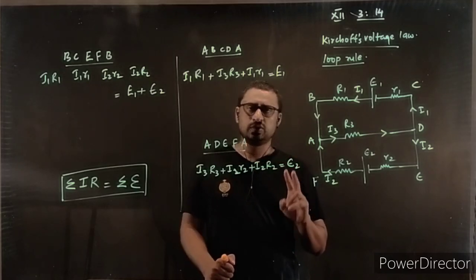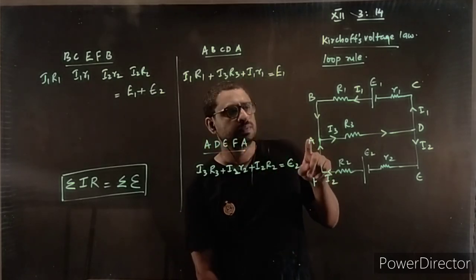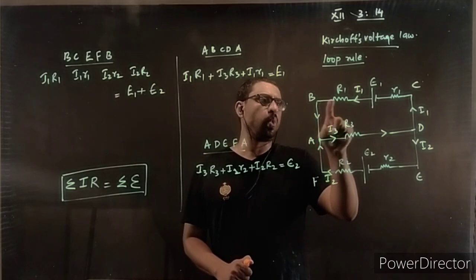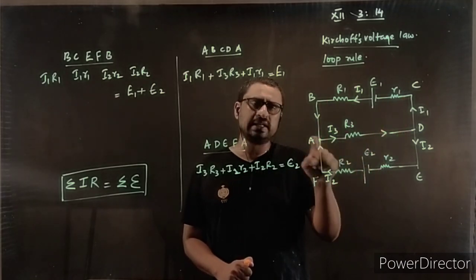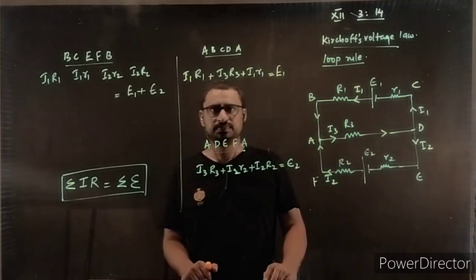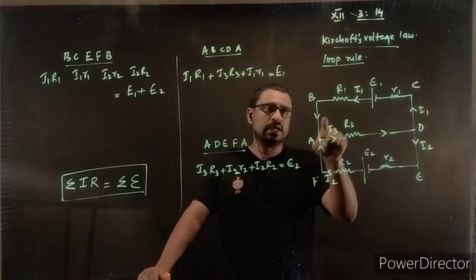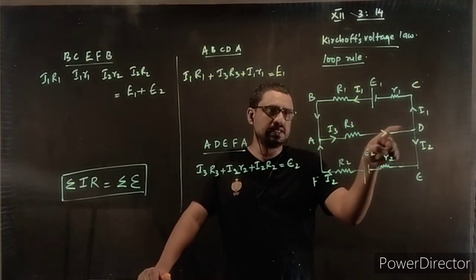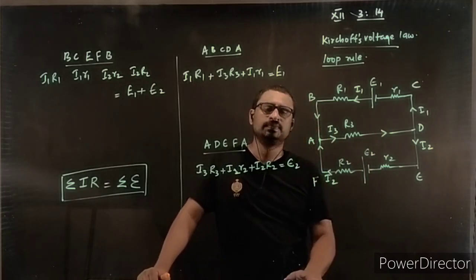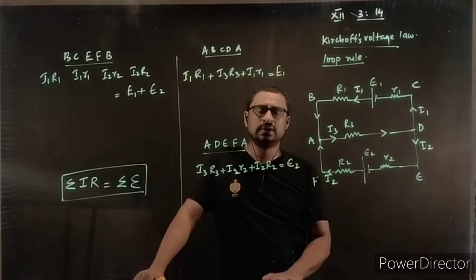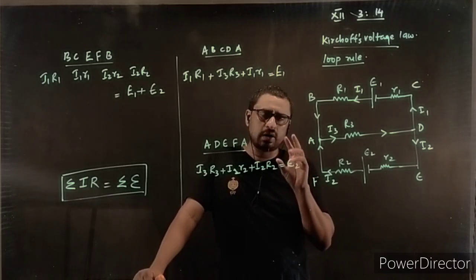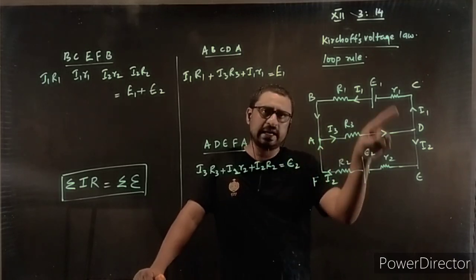Second step, imagine that you are walking through the loop in that direction. What direction? The direction you named, just like you imagine you are walking B, C, D, A, B. So name a loop, and imagine you are walking through that loop in that direction.